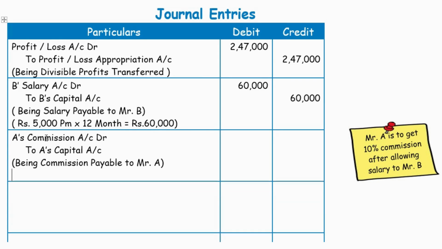And here it is given in the question that he will receive this commission from the profits after giving the salary to Mr. B. So Mr. B's salary will be deducted from the profit. So it is rupees 1,90,000, and in this he will be getting 10%. That is, it amounts to 19,000.